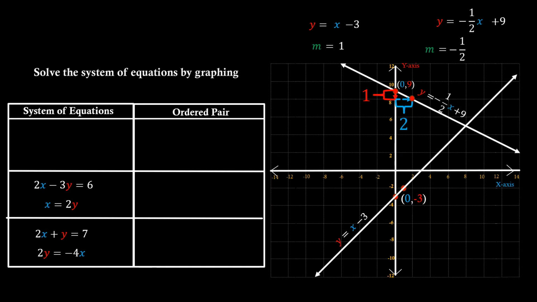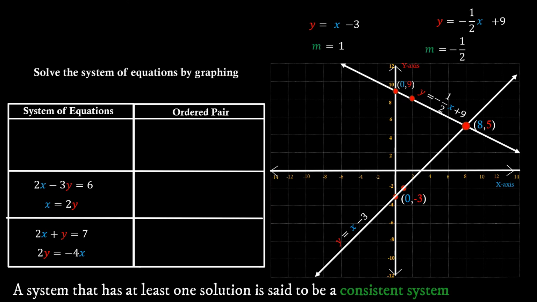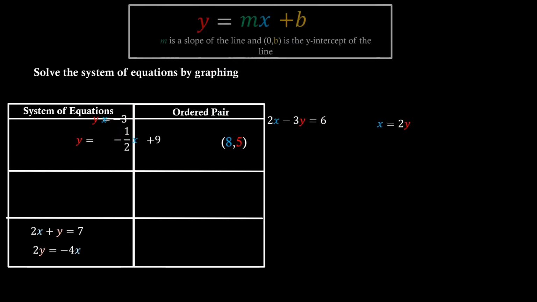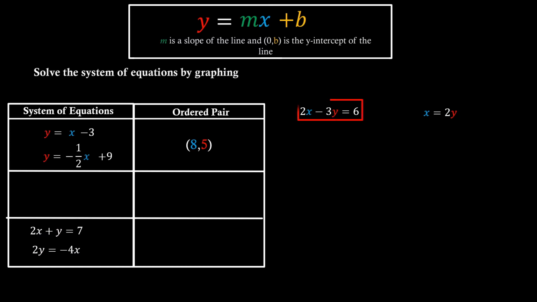Now that we have both lines, we can see that the point of intersection happens at (8, 5). (8, 5) is the ordered pair we were looking for. Now let's look at the second system of equations. Let's write the equation 2x minus 3y is equal to 6 in slope-intercept form.